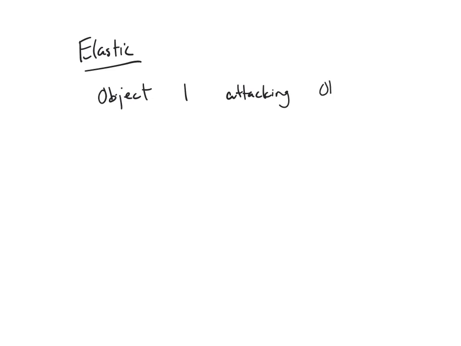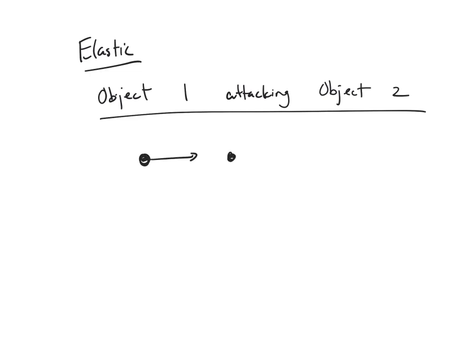All right, so this is the general elastic case, with object 1 attacking object 2. Diagram-wise, this is what we're looking at. Object 1 hits object 2, causing object 2 to move forward, and then object 1 either continues with it or gets rebounded. That's why I put a question mark there.